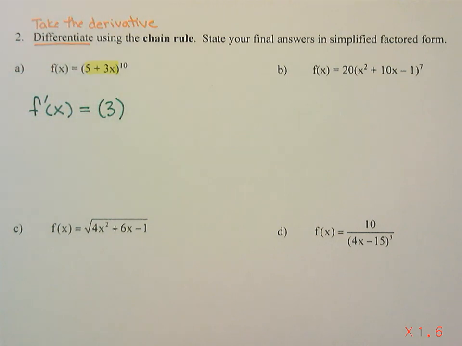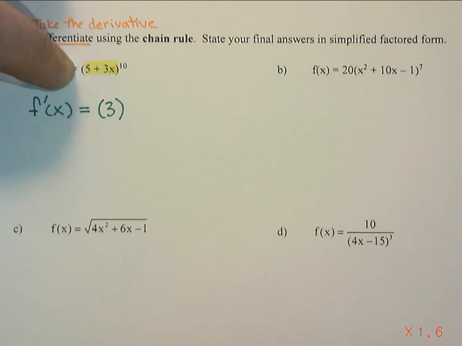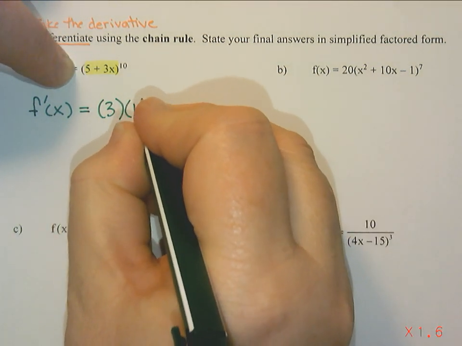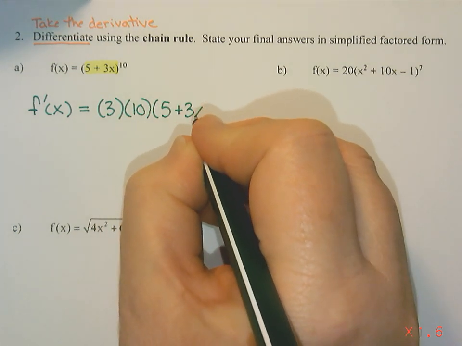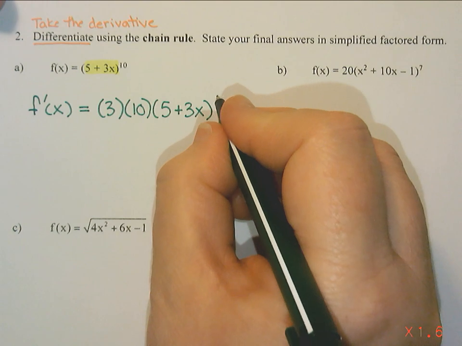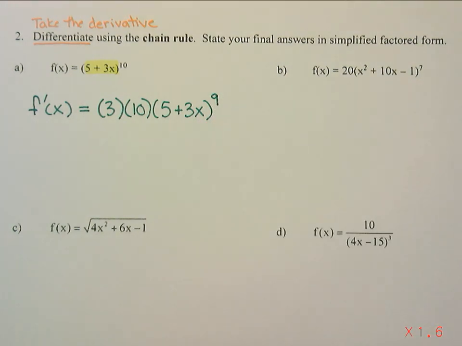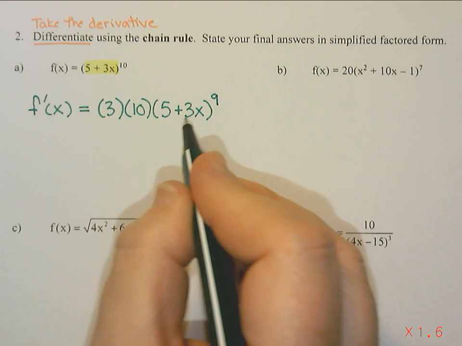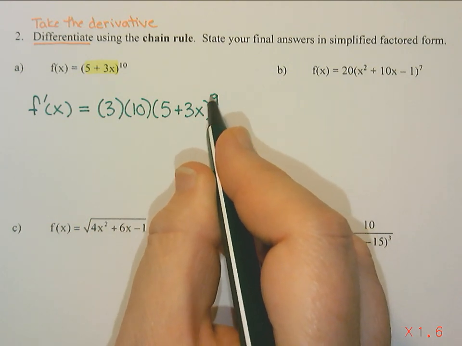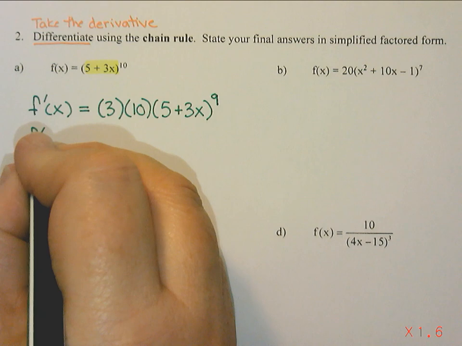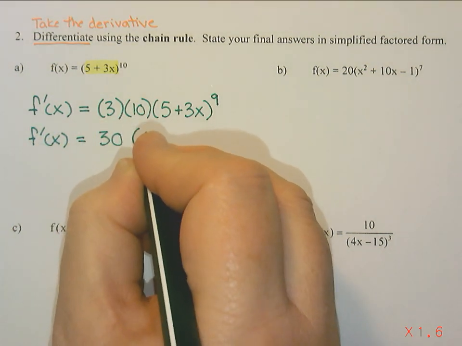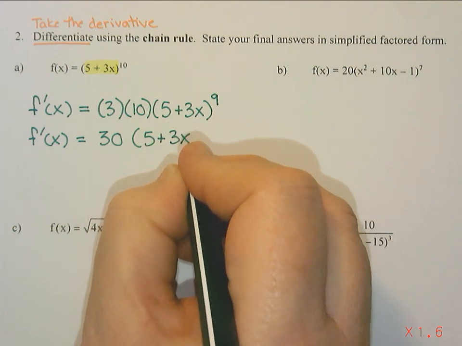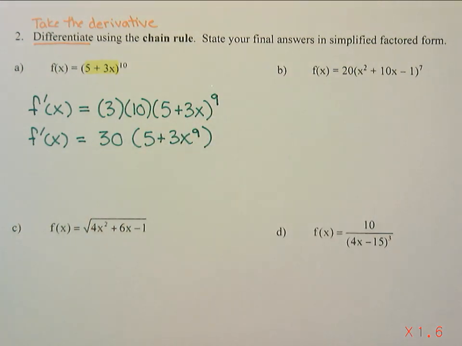So it's kind of like using power rule. Sometimes we call it the extended power rule. I would do 10 times the coefficient. There isn't one, so that's just going to be 10. And then I take my bracket, 5 plus 3x, to the power of 1 less, so 10 take away 1 is 9. And then I would multiply the 3 and the 10 together. I can't multiply this bracket because it has an exponent on it, so unfortunately I can only do the coefficients in front. 3 times 10 is 30, and then times (5 plus 3x) to the 9. And there's my derivative in factored form.